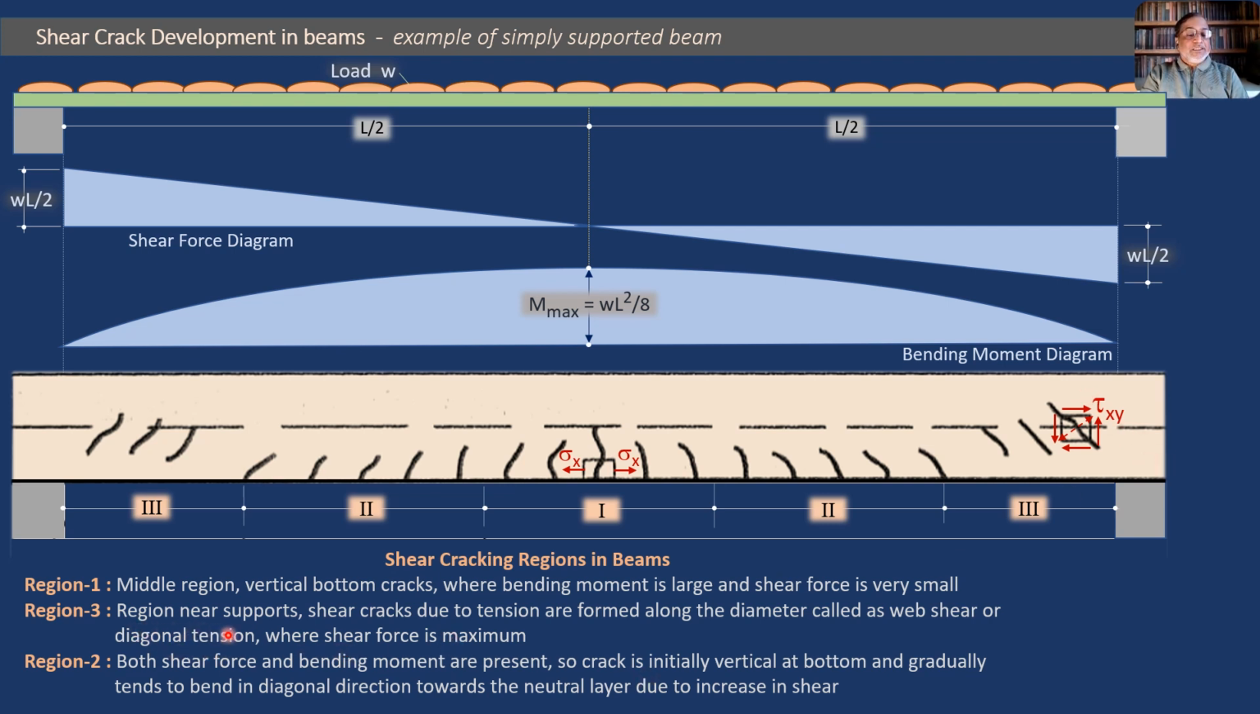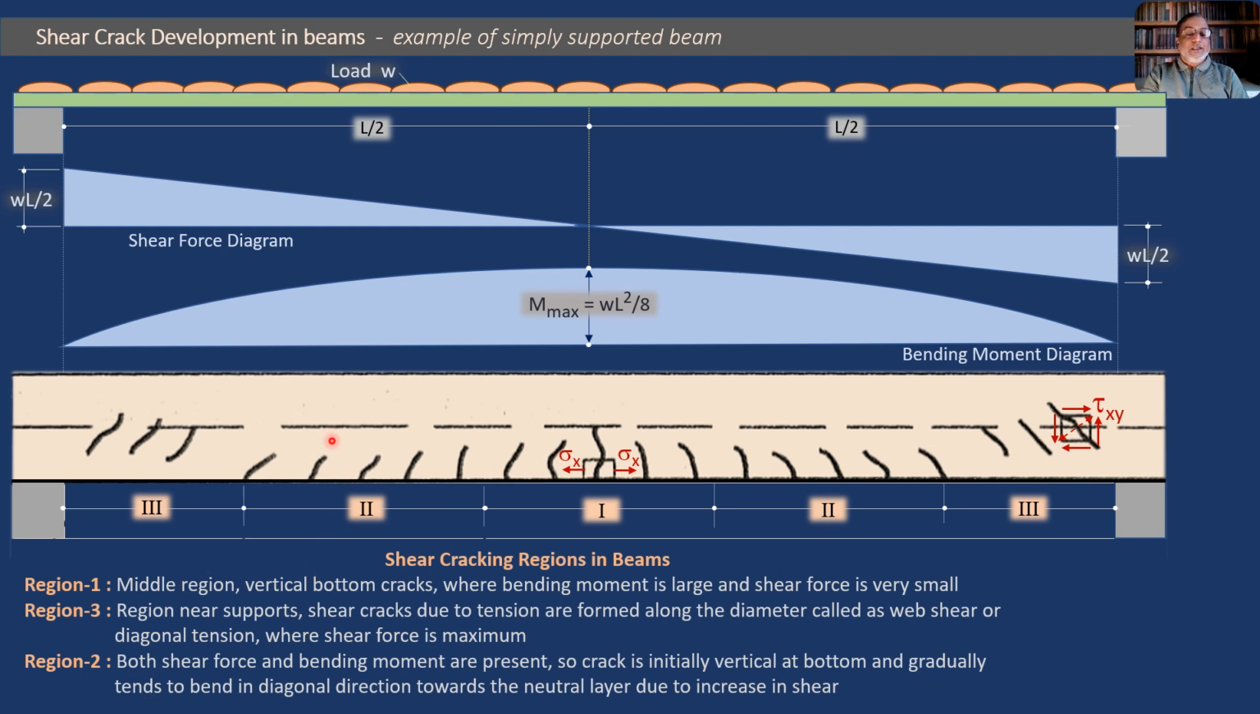So in regions near support, shear cracks due to diagonal tension are formed, called web shear or diagonal tension cracks, where shear force is maximum. So shear force is maximum here, so you get these diagonal cracks, diagonal tension cracks. The diagonal compression is also acting there, but it will be taken care of by the concrete itself, so we don't have to be afraid of those cracks.